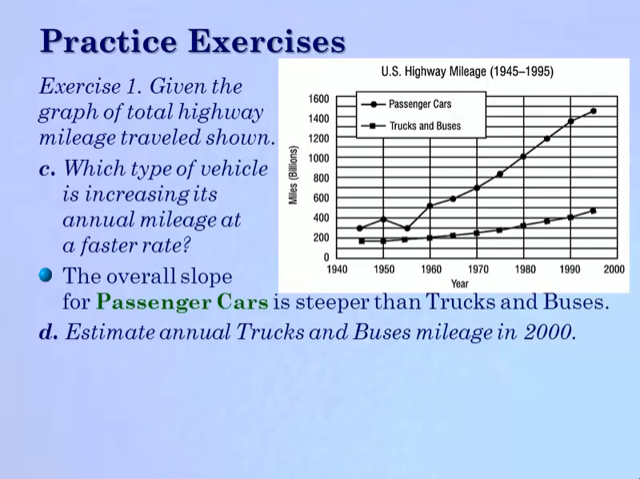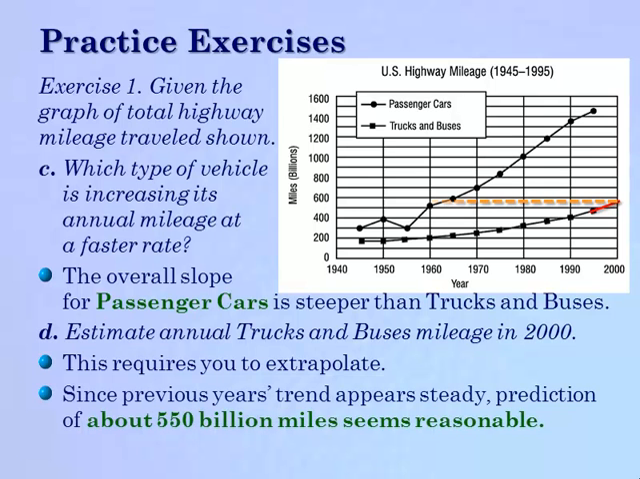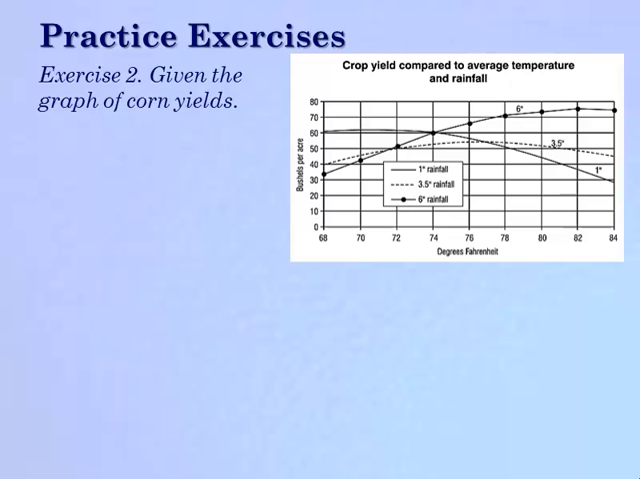Now it says estimate the trucks and buses mileage in 2000. So this is the issue of extrapolating, and this is a little iffy, as we know, predicting the future, but it looks like if things continue in the same trend as they have been, the result will be about 550 billion miles, and that seems reasonable for the highway mileage traveled by trucks and buses in the year 2000.